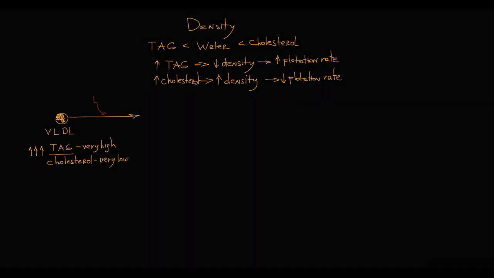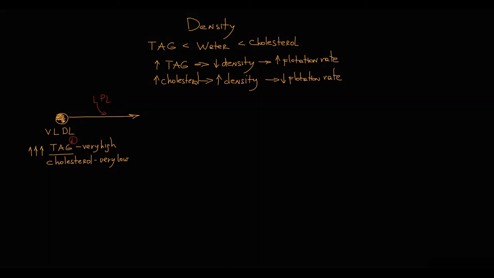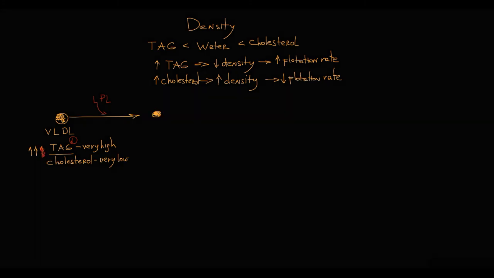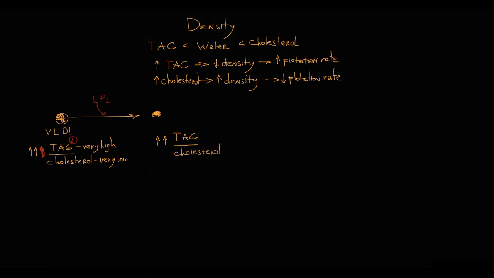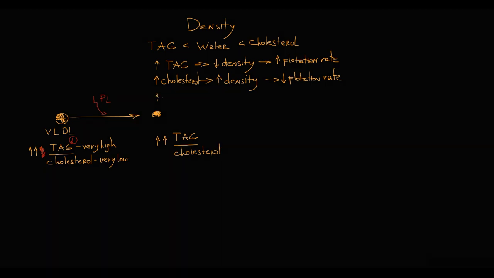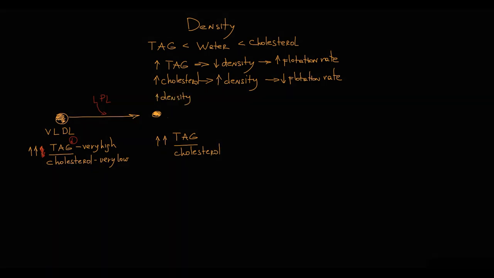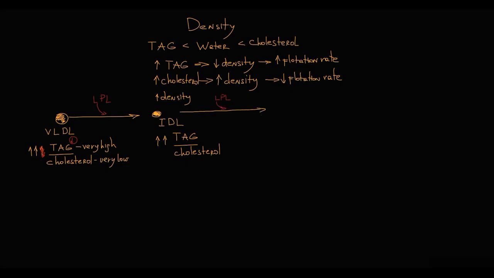But when lipoprotein lipase hydrolyzes some portion of triacylglycerols, with the decrease in triacylglycerols, the ratio decreases, and now the concentration of cholesterol in the particle increases. And because of that, the density of this particle increases. Now this particle is called an intermediate density lipoprotein particle. And with further hydrolysis of triacylglycerols, the ratio decreases further, and the concentration of cholesterol increases, so the density of the particle increases, and now this particle is called a low-density lipoprotein particle.